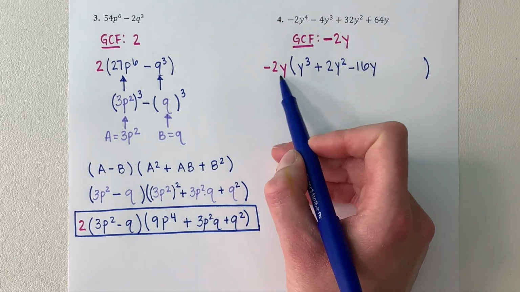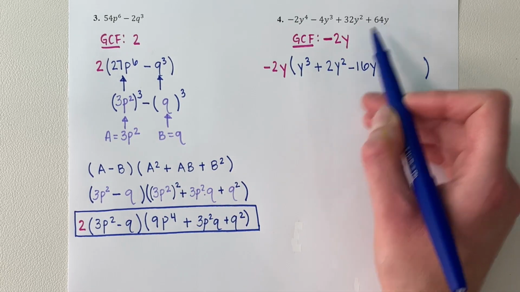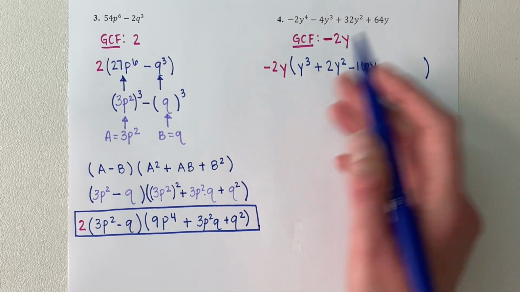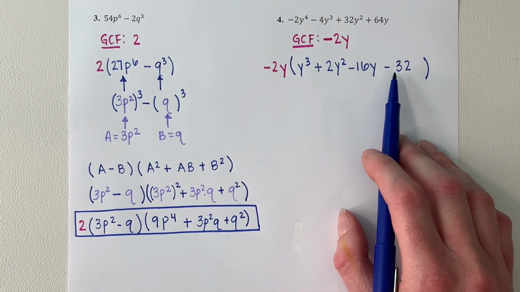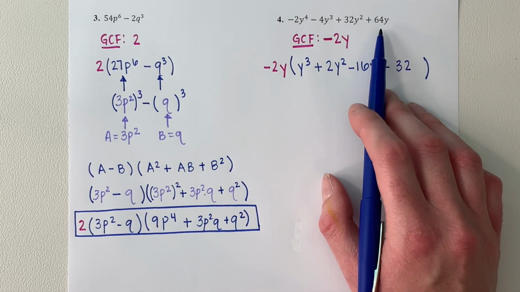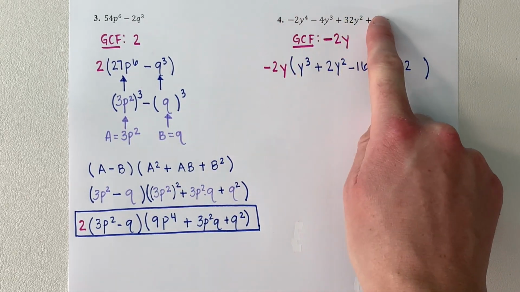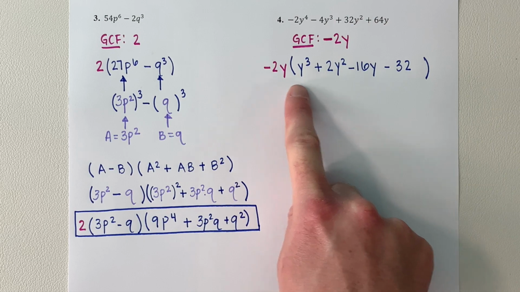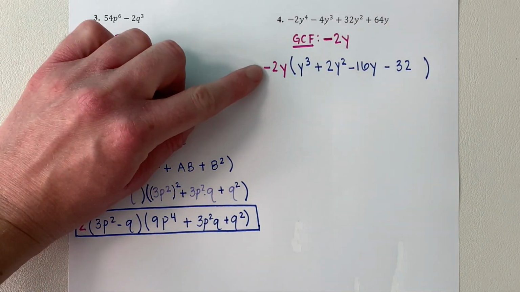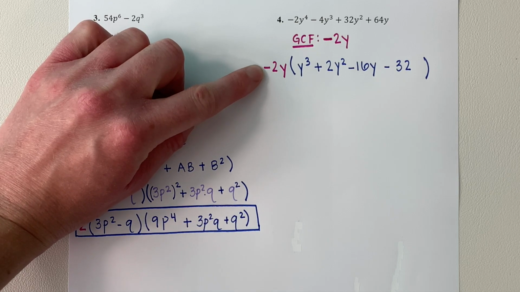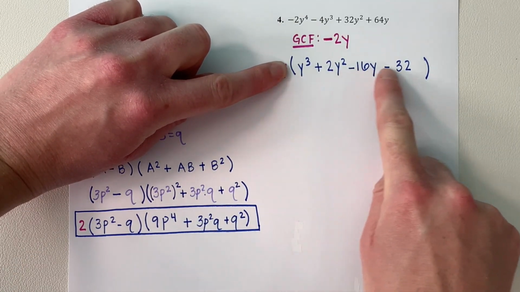Lastly, what do we need to multiply negative 2y by to get 64y? Well, 64 divided by negative 2 gives us negative 32. So negative 2y times negative 32 will give us a positive 64y. Now that we've factored out the GCF, we don't need to look at the original problem anymore. We're going to focus on this expression here with the GCF factored out. And we need to make sure to include the GCF in our final answer, but for the time being, we can ignore the GCF and focus on this expression here.